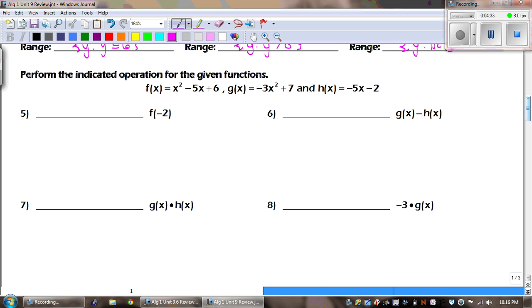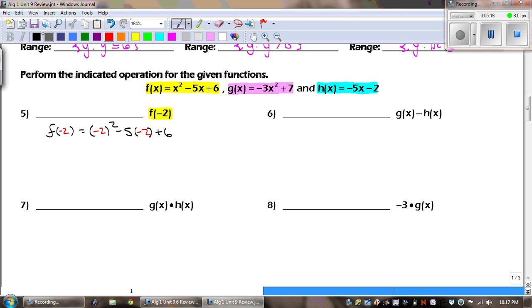Next part says to perform the indicated operation for the given function. So check it, we have function f, we have function g, and then h. So our first question, number 5, says we want f of -2. So that means that we are going to plug in -2 and see what we get. So f of -2, I'm plugging in -2 to all of those. Now you can plug it into your calculator or you can do it step by step.